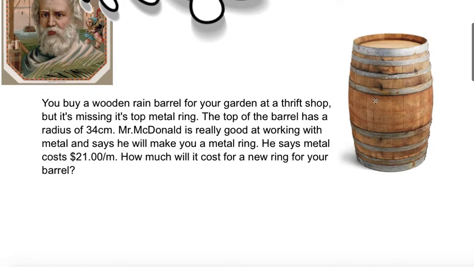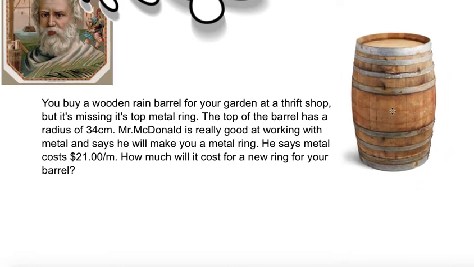You buy a wooden rain barrel for your garden at a thrift shop, but it's missing its top metal ring. The top of the barrel has a radius of 34 centimeters. Mr. McDonald is really good at working with metal and says he will make you a metal ring. He says metal costs $21 per meter. How much will it cost for a new ring for your barrel?